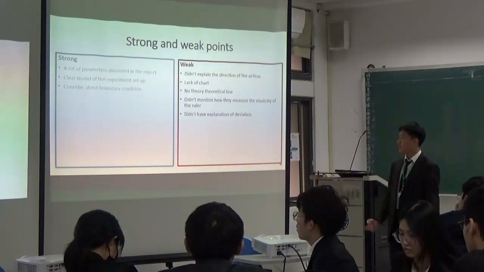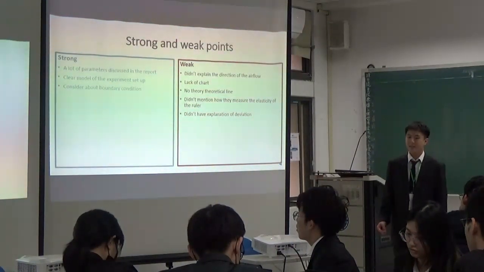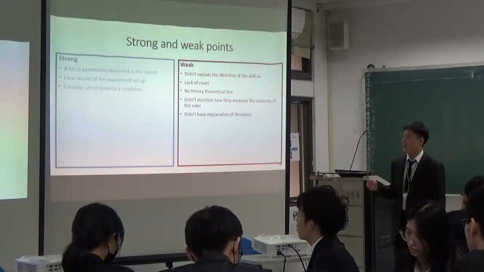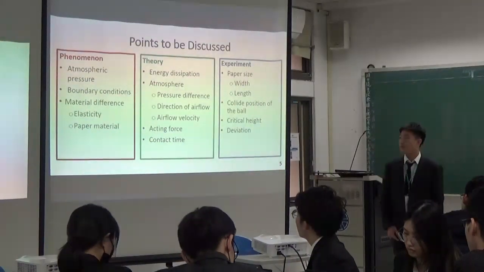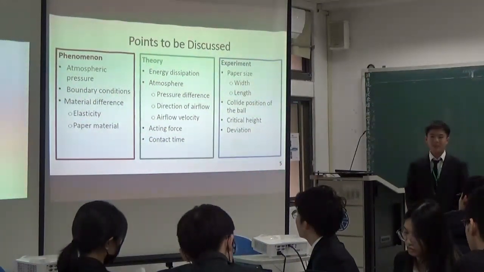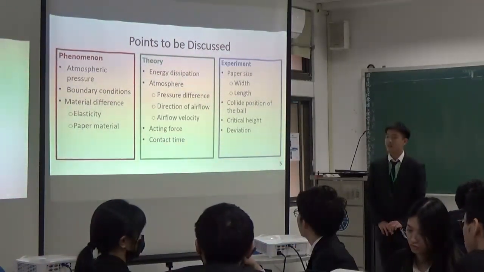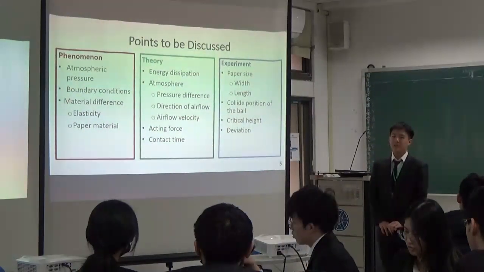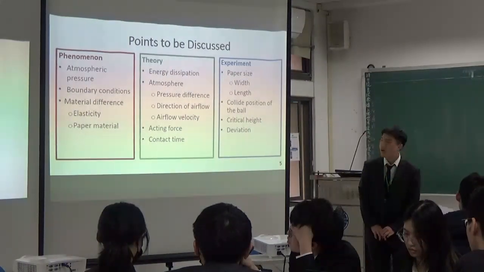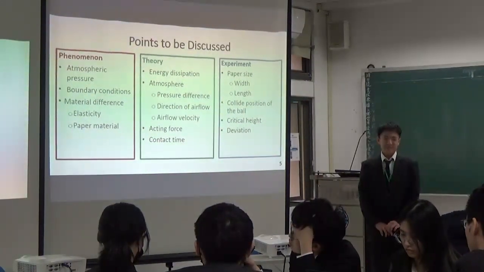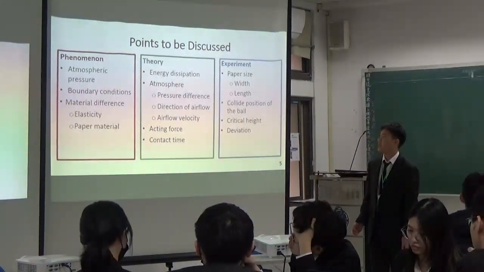And she didn't mention how they measure the elasticity of the ruler, and she didn't explain. Also, she didn't have an explanation of deviations in her experiments. So these are the points I want to discuss. The first will be atmospheric pressure, and also the boundary conditions of this phenomenon, and also the material difference, which are elasticity and the material of the paper.